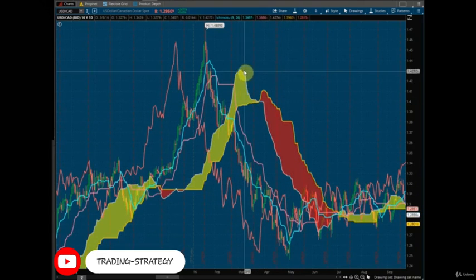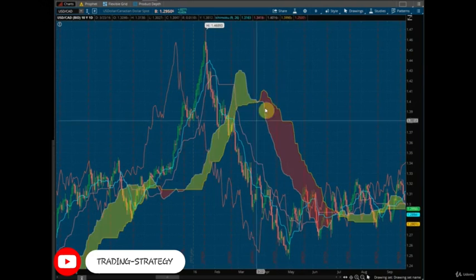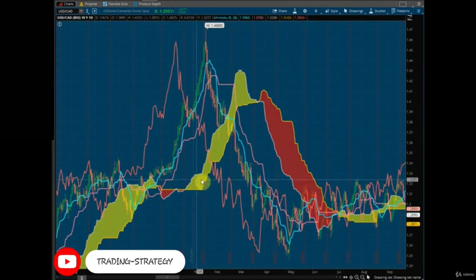And in most platforms, the Ichimoku cloud will change colors. As you can see here, when span A crosses above, you have a green cloud, and when it goes below, you have a red cloud.